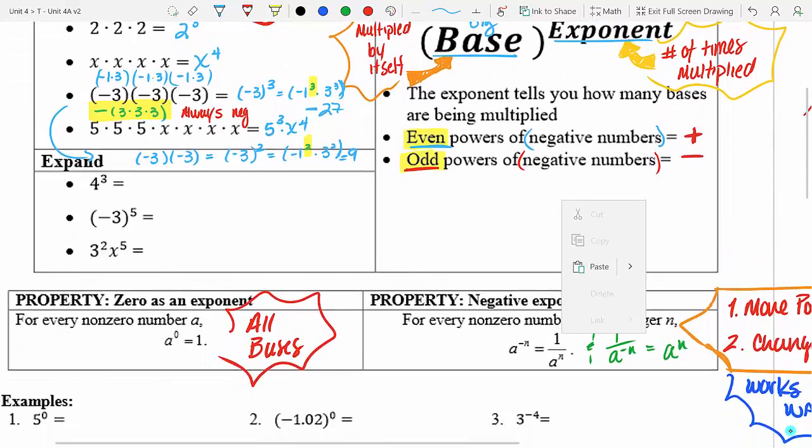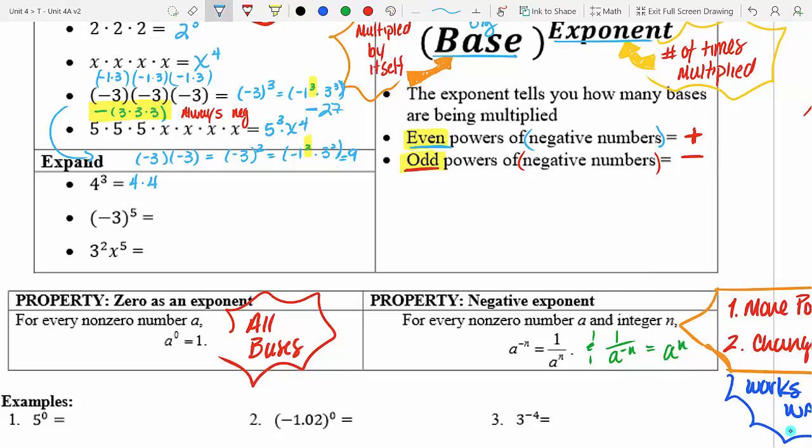Let's expand them then. If I take 4 cubed, that's as simple as 4 times 4 times 4 times 4. What about negative 3 to the 5th? Negative 3 times negative 3. You don't have to write the multiplication, by the way, for the parentheses, because it's implied. So times negative 3 times negative 3 times negative 3. I think you're getting the point. Let's do one more. 3 squared is 3 times 3, and then I should have 5 x's. Times x, times x, times x, times x, times x.